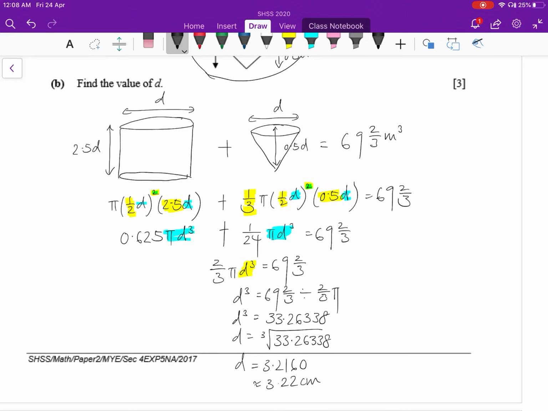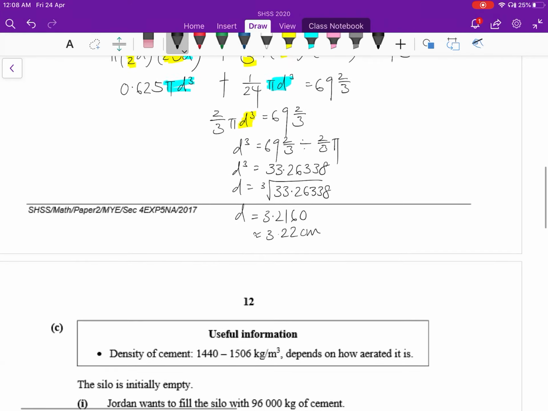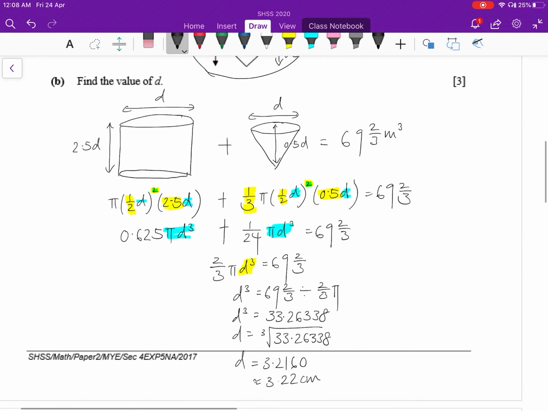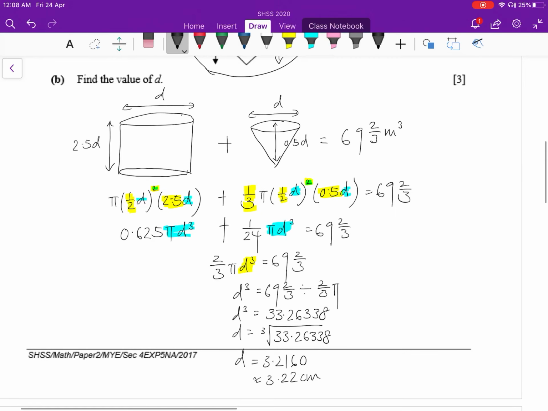Now I know the answer sheet is a little bit different, but it's okay because we are using the more accurate answer of 69 2/3 instead of 69.222. If you are not sure about this question, you can pause the video right here and then figure out what's happening. Alright, most importantly, the volume of a cylinder is pi r squared h.